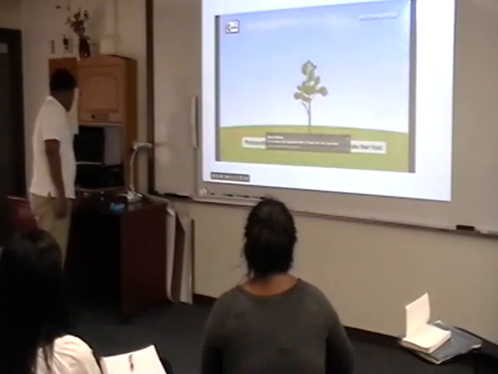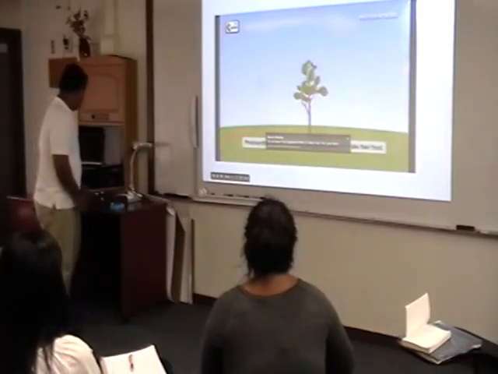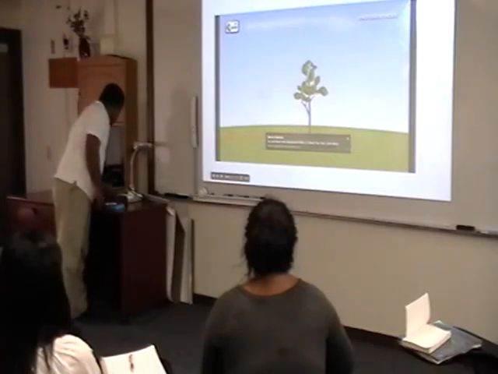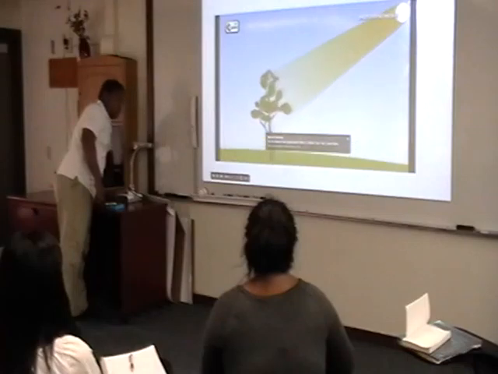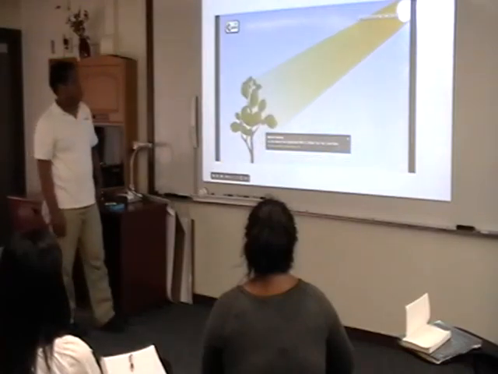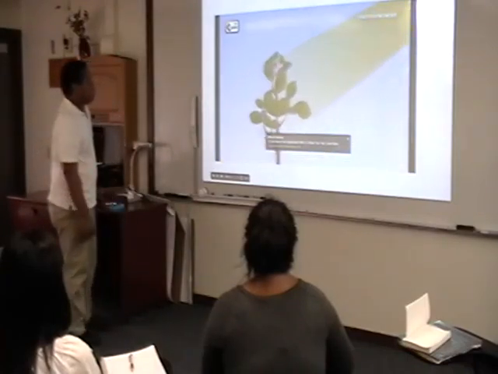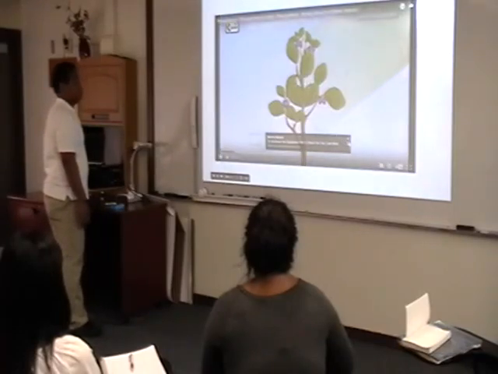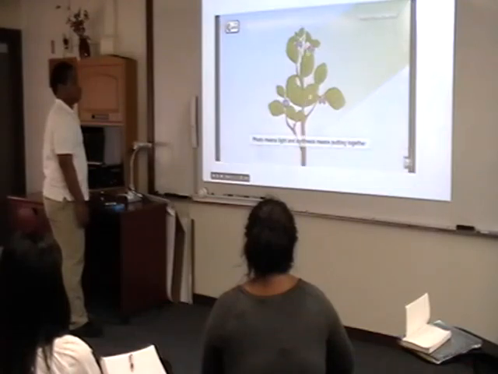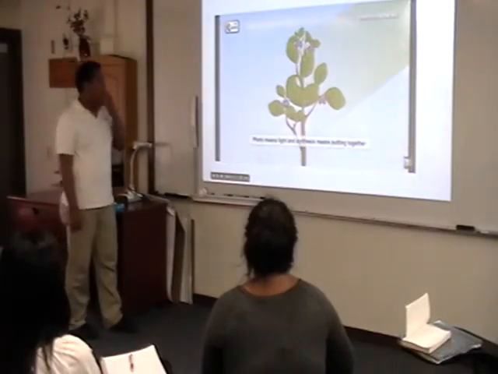Photosynthesis is the process used by plants to make their own food, or in more complex terms, it is the conversion of light energy into chemical energy by plants. This chemical energy is used by the plants for growth and nourishment. Photo means light and synthesis means putting together in Greek.